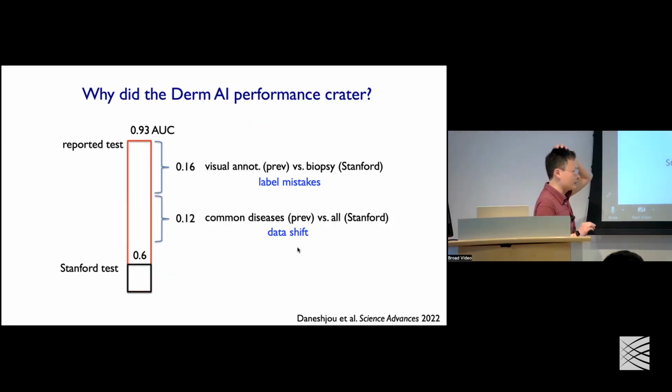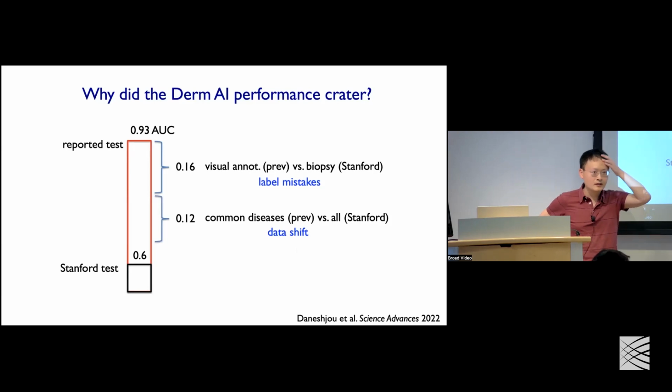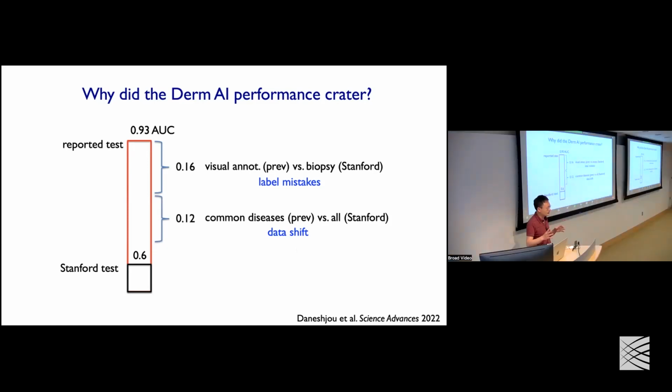The second big factor, something that people here mentioned, is that there's a pretty substantial difference in the disease distributions. The original data were mostly trained on common diseases, and here we had both common and also less common diseases because of the people that came into Stanford.